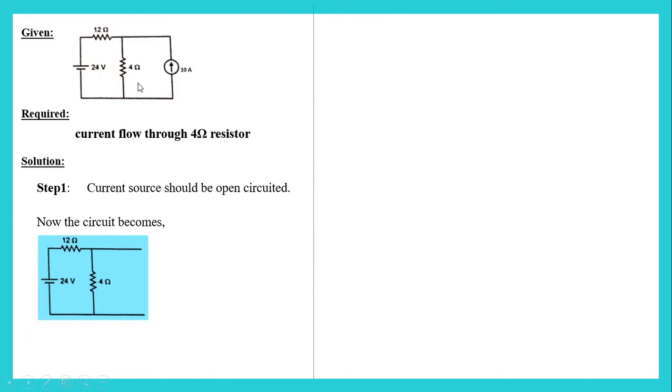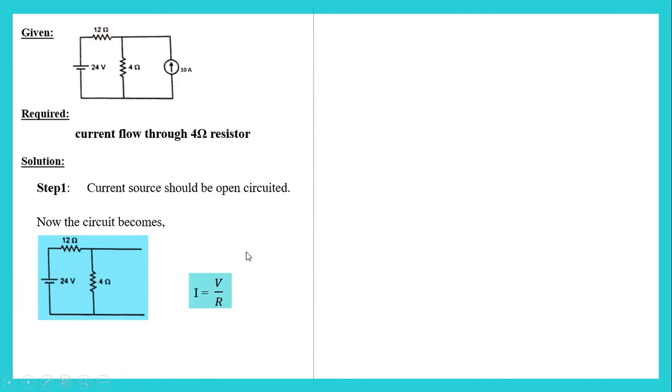Look at the given circuit diagram. Here the 10 amps current source is given, and that has been open circuited. In the new diagram, we have considered only the 24 volt source. So dear students, we are considering the 24 volt source alone and making the 10 amps source inoperative. How is it made inoperative? That is, the source should be open circuited.